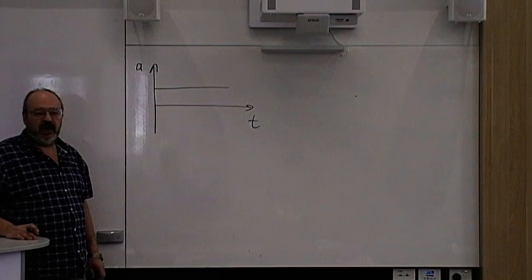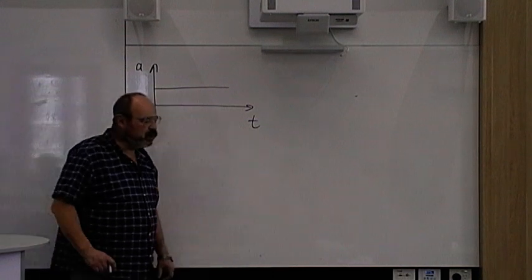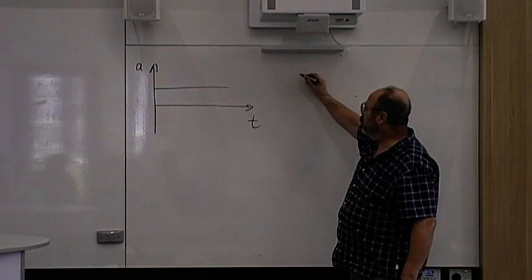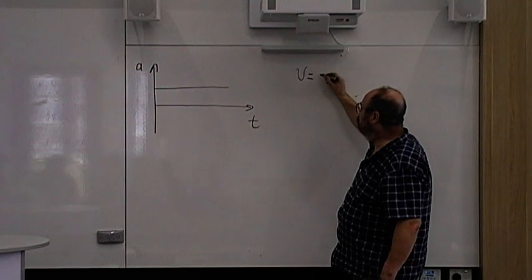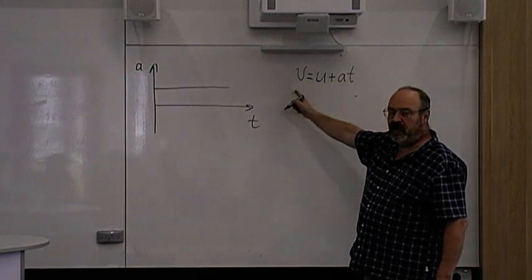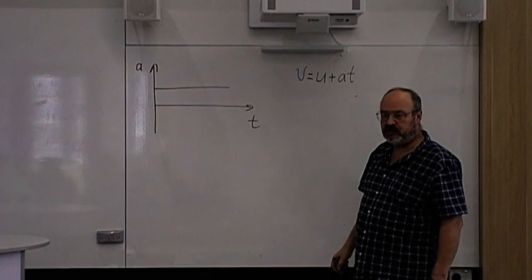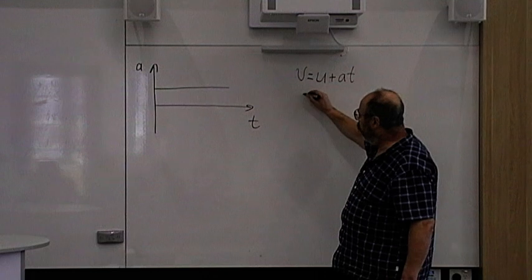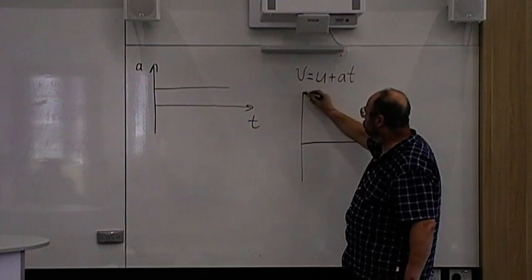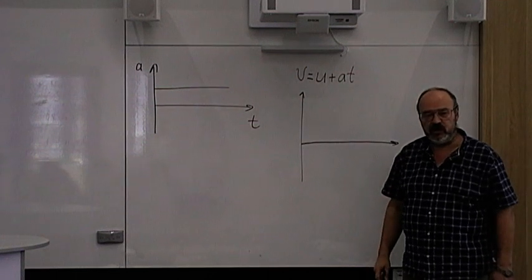Now, what formula gives us the relationship between velocity and acceleration? V equals u plus at. Final velocity equals initial velocity plus acceleration times time. What type of graph will that be? Linear, but it's not horizontal.